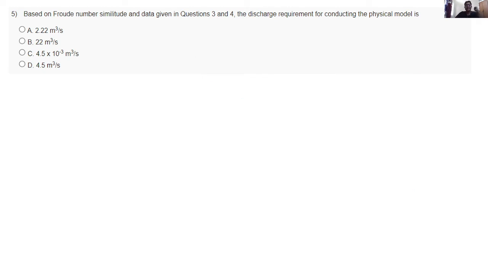Next question is based on Froude number similitude and data given in questions 3 and 4. The discharge requirement for conducting the physical model is asked. So this question is about the dynamic similitude theory. Before proceeding into the answers, I will give a brief recap about model theory. Model theory can be used to prepare the models from a prototype. Let us suppose you want to model the spillway over a dam. So how would you build a physical model for it in your own lab?